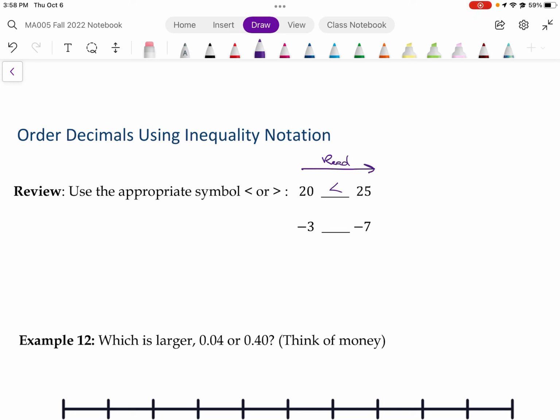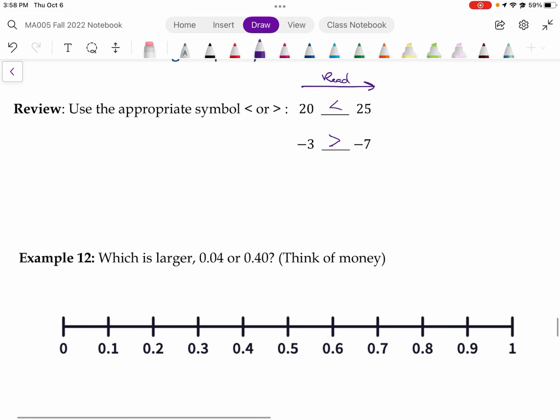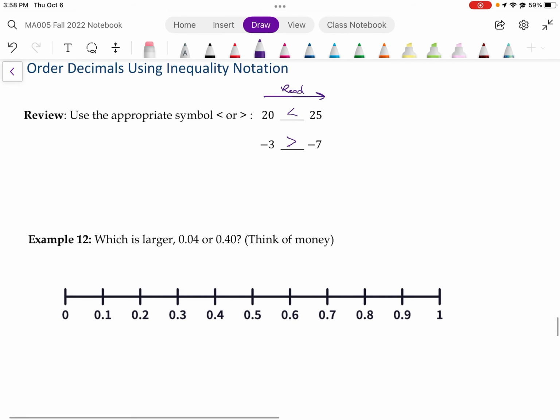Okay, so negative 3, is it less than or greater than negative 7? It is greater than. Negative 3 is greater than negative 7. All right, which is larger, 0.04 or 0.4? Think of money, right? So this would be like 4 cents, and this would be like 40 cents. So that's one way to think of it.